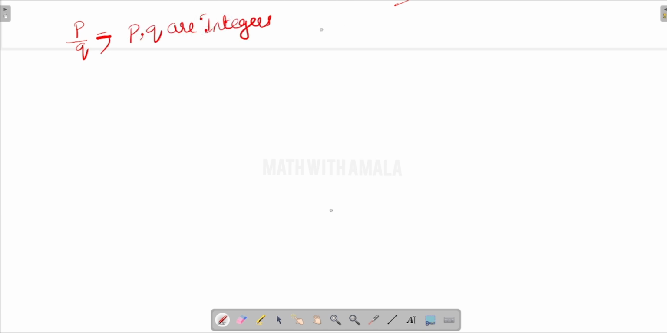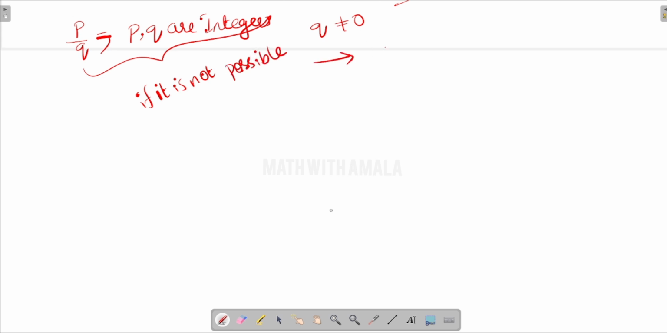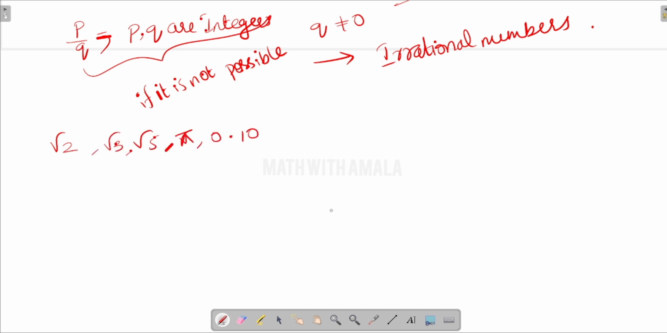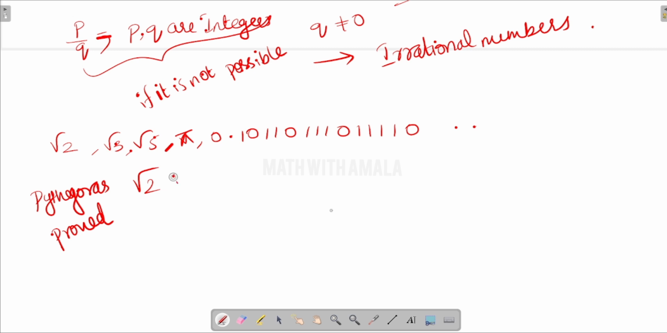So we know the definition of rational numbers: p by q, where p and q are integers and q is not equal to 0. But if this is not possible or not satisfied, then such numbers are called irrational numbers. So in the irrational number set, you can find values like root 2, root 3, root 5, pi, and 0.10110111011110. Likewise it continues with a pattern, but we can't say it like a proper fraction.